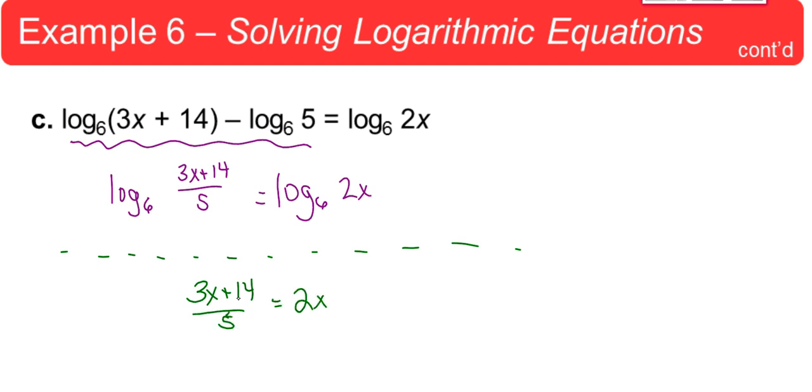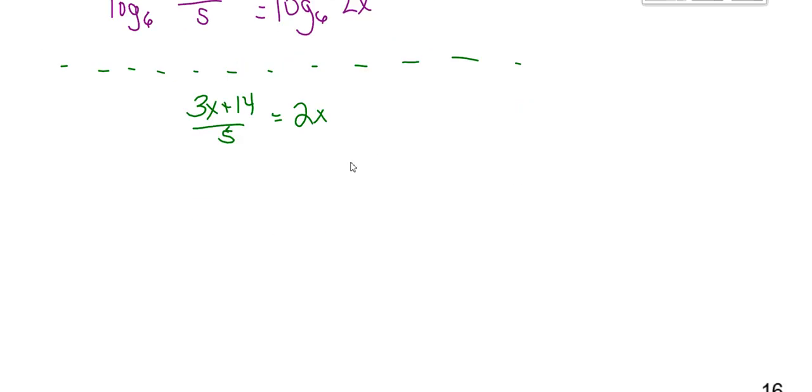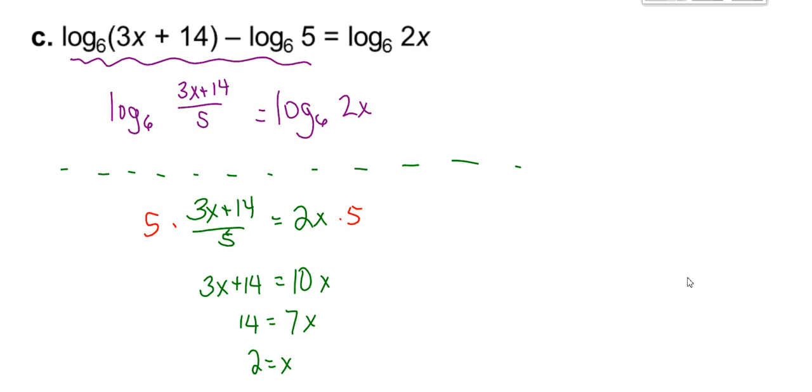And now it's really reduced to an algebra problem that I can solve. So I'm going to get rid of the fraction by multiplying by 5, and then I'll get 3x plus 14 equals 10x. I'll subtract 3x, so 14 equals 7x, divide by 7, 2 is equal to x. And then I want to go back up and just check that. So it's the log base 6 of 3 times 2 plus 14 minus the log base 6 of 5, checking to see if it's equal to log base 6 of 2 times 2.